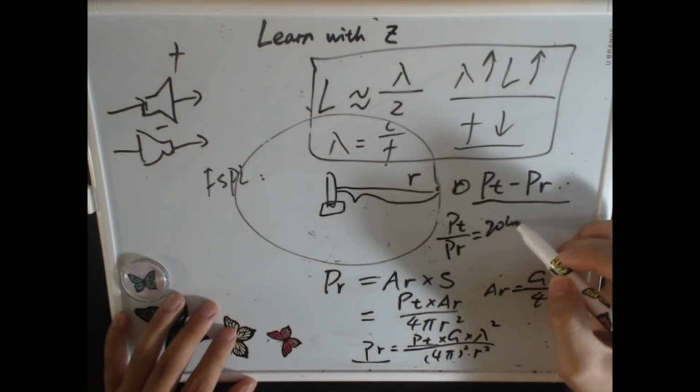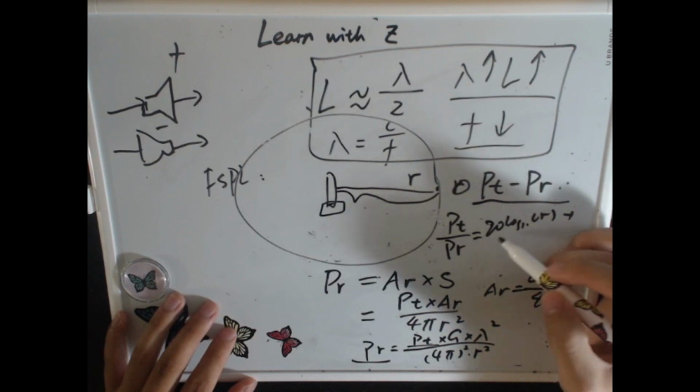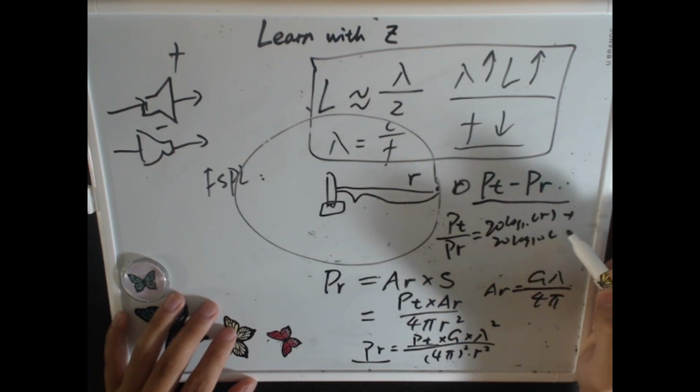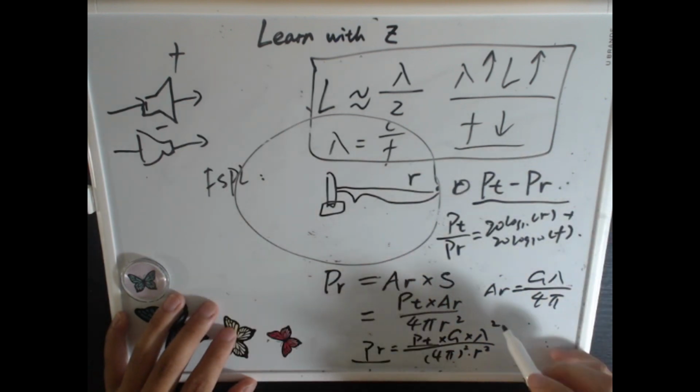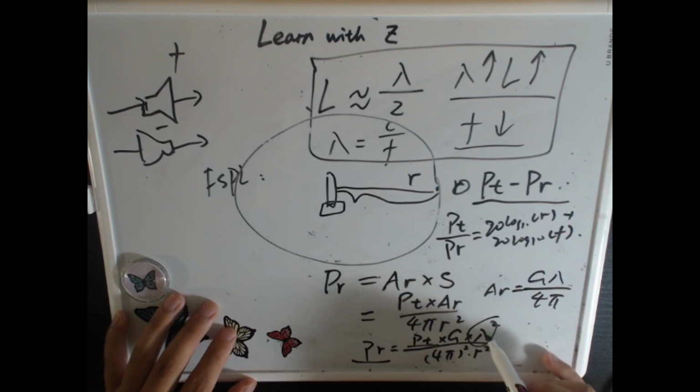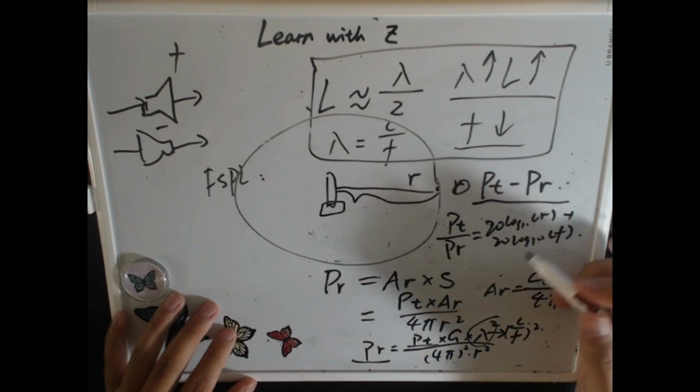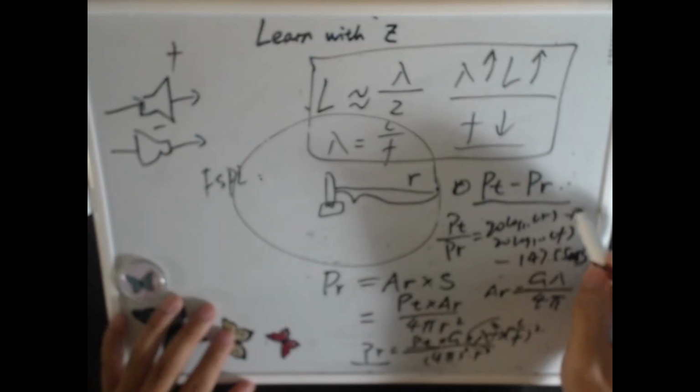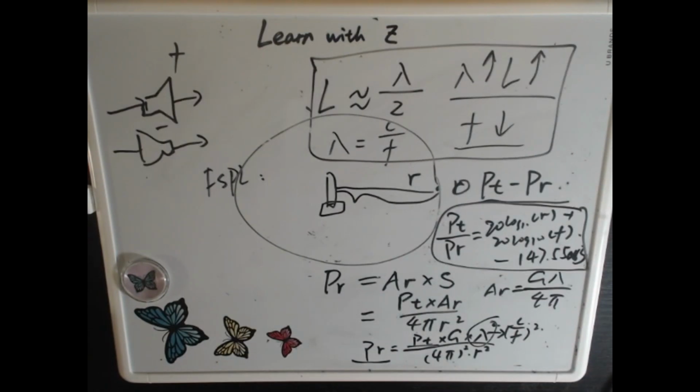We get 20 log 10 R plus 20 log 10 F, because lambda can convert to this, right? And we minus 147.55 dB. This equation is from Wikipedia, but you just look at this, you will know what will define a path loss.